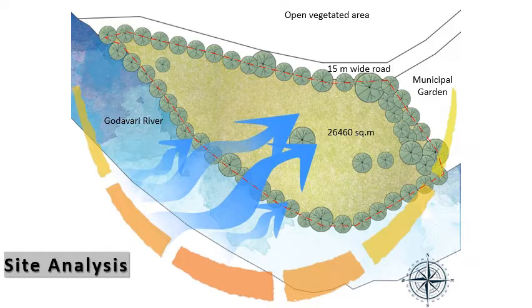On the north side of the site, there is an open vegetation area. On the east side, there is a municipal garden. On the south side and the west side, the Godavari river is flowing. As we can see, the site already has a 15-meter wide accessible road, and the direction of wind is from southwest to northeast.